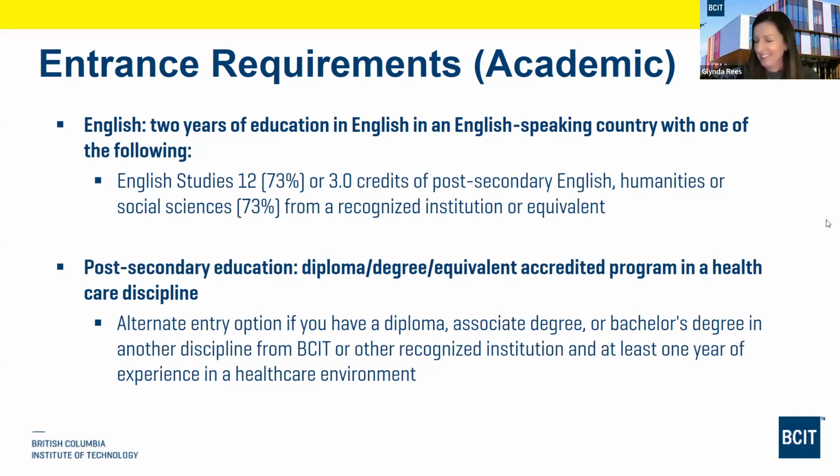So the first slide here I've got is the entrance requirements, that is, the academic requirements. Like Linda mentioned, there is a form that we'll talk about in a bit, but we'll start off with the academic requirements. In order to come into this program, you do need to have a good solid foundation in English language: speaking, listening, and reading, of course. So you need to have 2 years of education in English in an English-speaking country, and that needs to include either English Studies 12 with a 73% minimum, or a post-secondary English, humanities, or social sciences course with 73%.